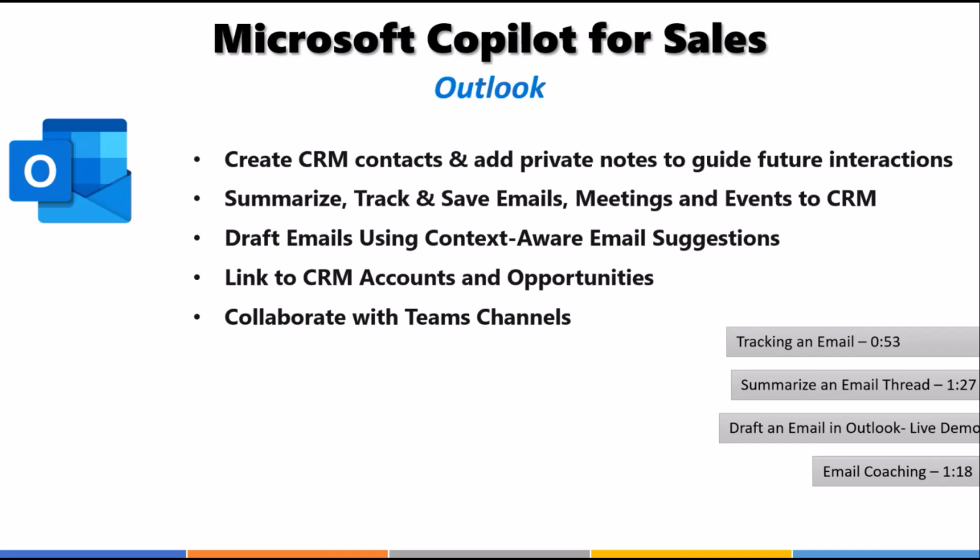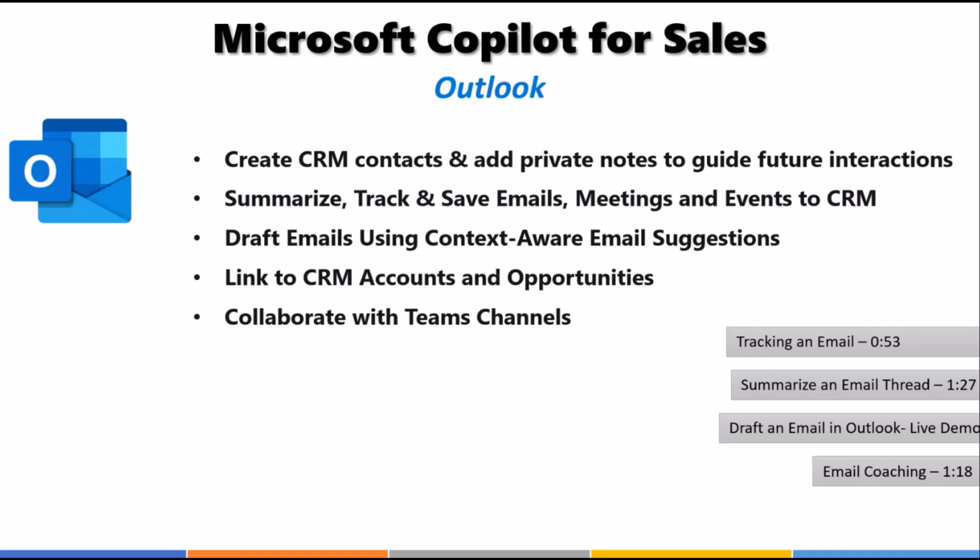and I'll show you that in a moment, where you can view contacts based on who the from of an email is, or even the to if you're composing an email, and also access or create private notes for anything you might want to keep in mind for future interactions with that customer. Copilot within Outlook will also summarize, track, and save your emails, meetings, and events right to CRM. You can draft emails using context-aware email suggestions.